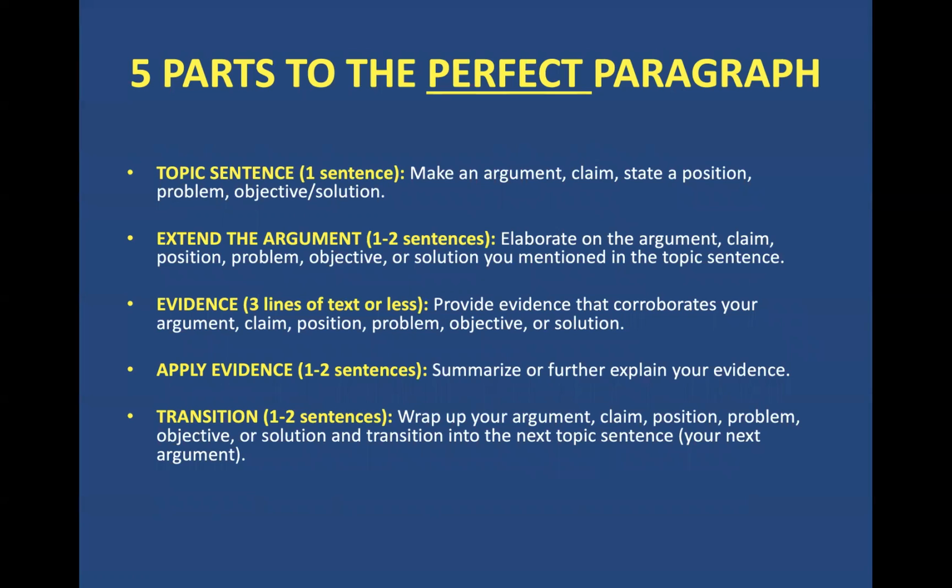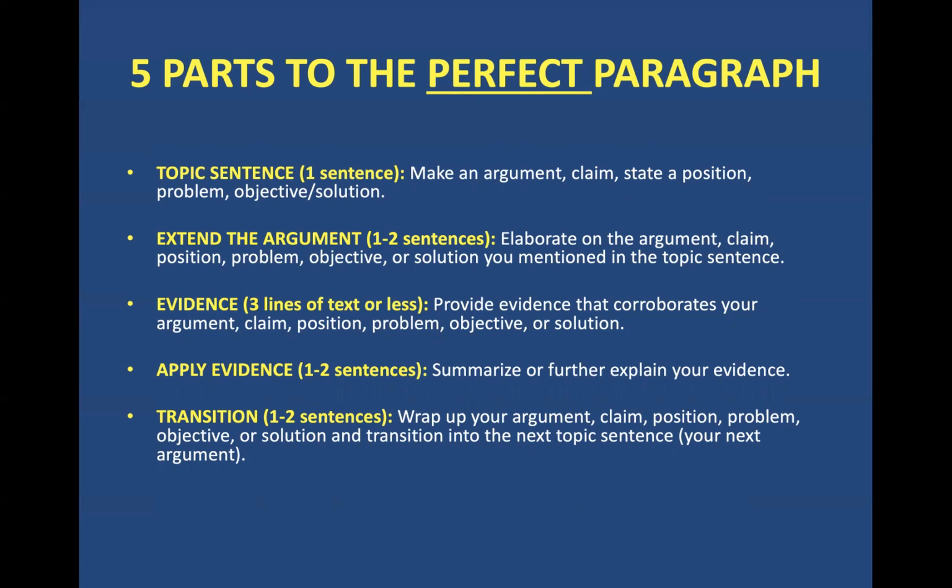Now the next sentences, which can be one or two sentences, is where you extend the argument. You talk about it a little bit. You don't bring in a quote or evidence yet. You never want to quote in the second sentence of a paragraph. You need to discuss the argument a little bit more before you bring in your evidence. So you're going to elaborate on the argument, the claim, the position, the problem, the objective, or solution that you mentioned in the topic sentence. So it's an extension of it. You might give an example of it from everyday life or something like that, but you don't just go into a quote.